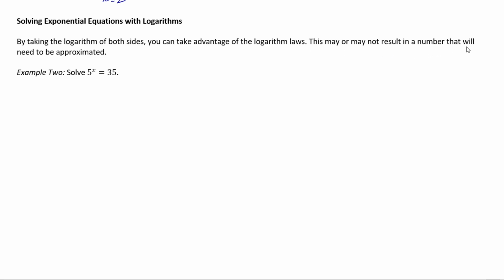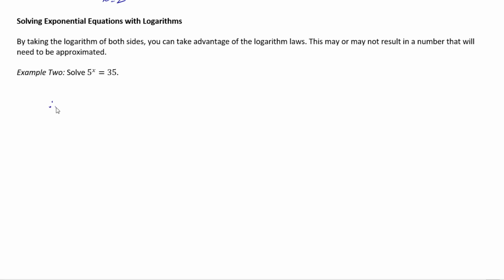This may or may not result in a number that will need to be approximated. So in this case, if we have 5 to the power of x is equal to 35, I know that 35 cannot be expressed as a perfect power of 5. So I can't change that into 5 to the power of something and then just equate the exponents as we did in the previous example. That won't work. So what we're going to do here is take the logarithm base 10 of both sides. So we're going to take the common logarithm of both sides.